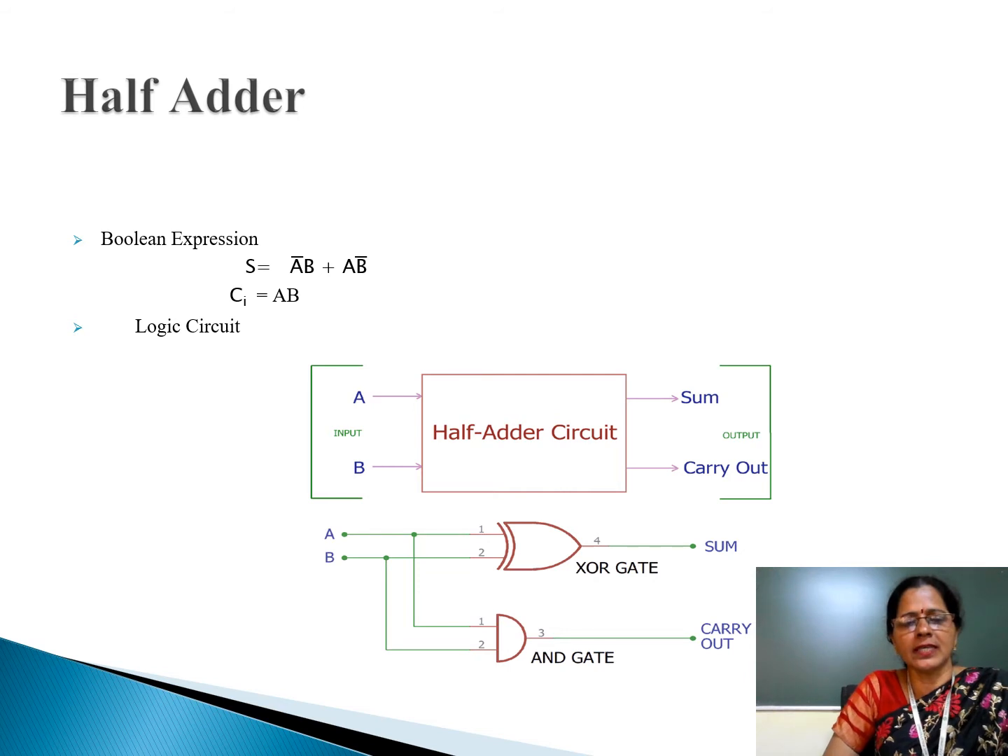The logic circuit simply consists of an XOR gate and an AND gate, with two outputs, one is sum and another is carry. The half adder can symbolically be represented by a square as given in the slides, simply a square having two inputs and two outputs.